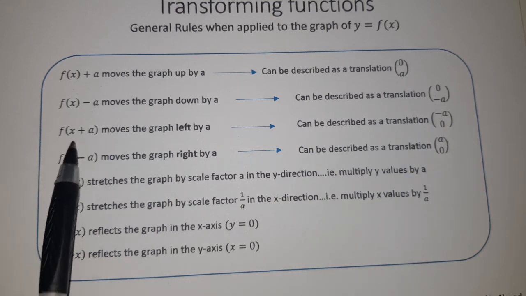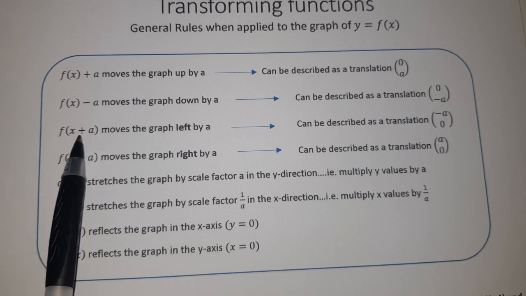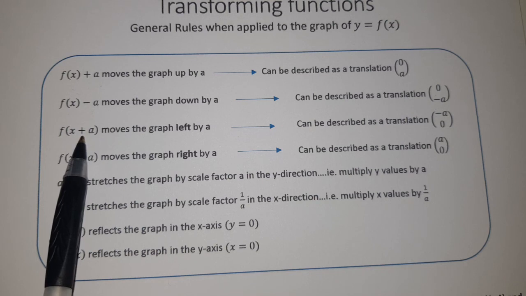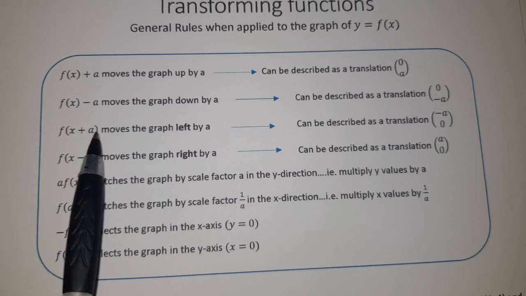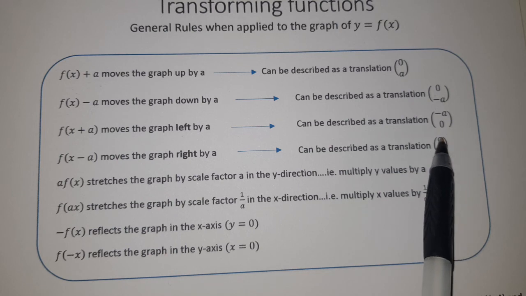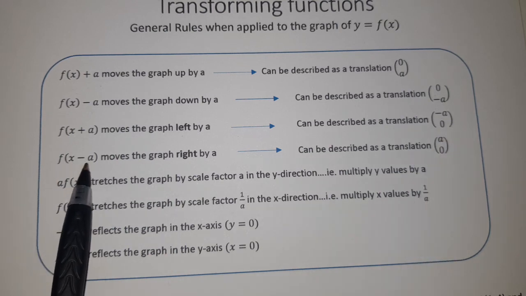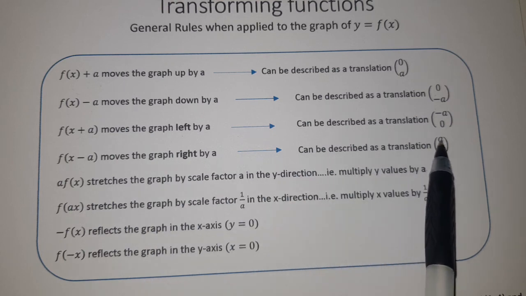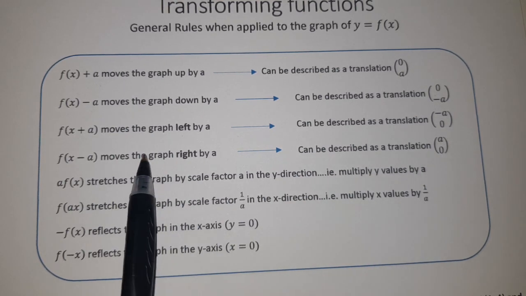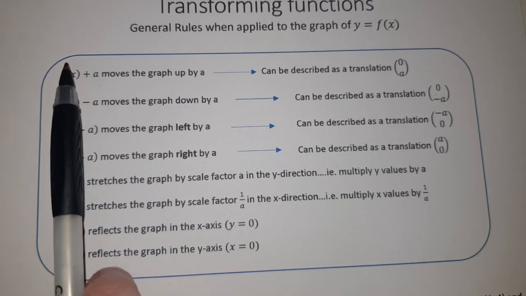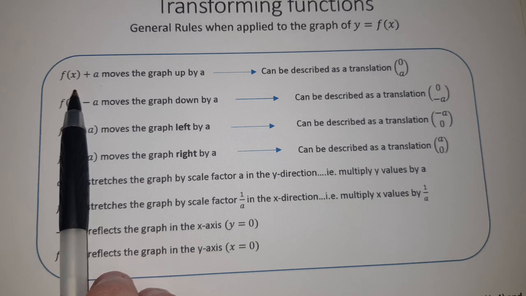Now these are the two to be careful of. When what's being affected is inside the bracket, so it affects the x, it's the opposite of what you expect. So it's still going to move it in the x direction, but a positive a actually moves the graph left by a. So your translation would be minus a, 0. If it's x minus a, it moves it to the right by a, which means the translation is positive a, 0. So just be careful that when it affects the x terms, it's the opposite of what you expect. When it's the y terms, it's exactly what you expect.